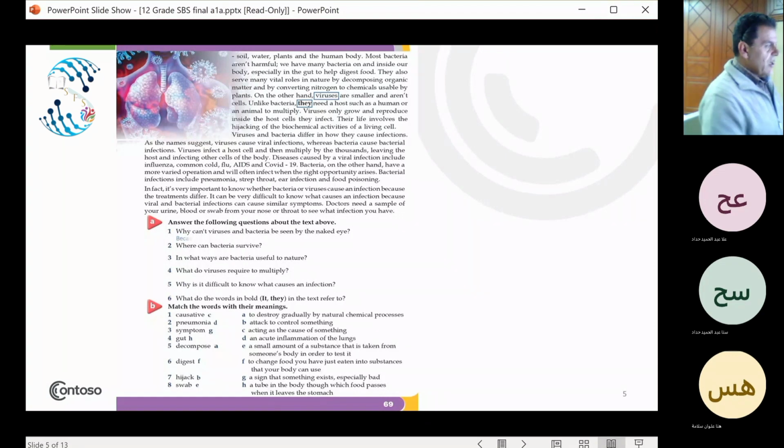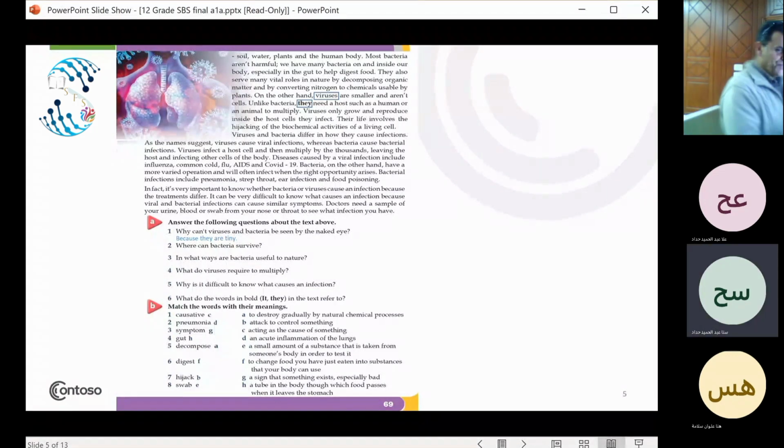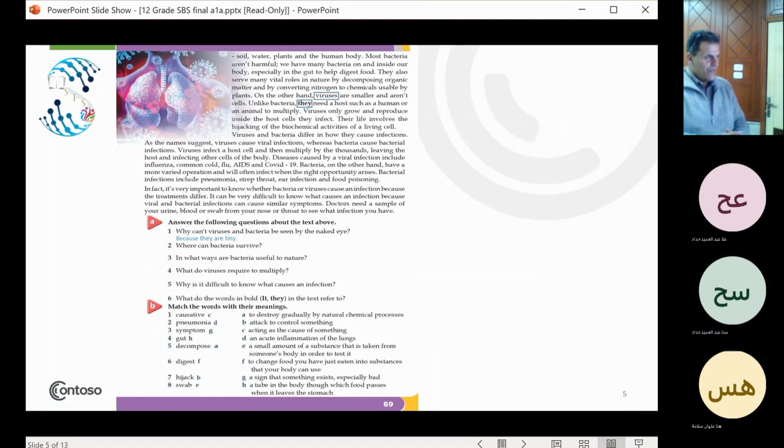Let's check our answer. Because they are tiny. Thank you, Hannah. Let's try the second one. Who will try? Where can bacteria survive? They can survive on their own, inside or outside the body. Oh, very good, Hannah. Thank you very much. Let's check our answer. Where can bacteria live? They can survive on their own, inside or outside the body.